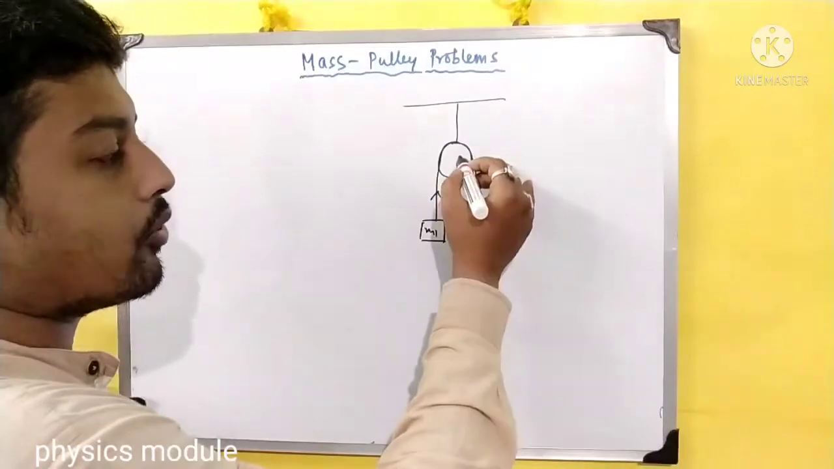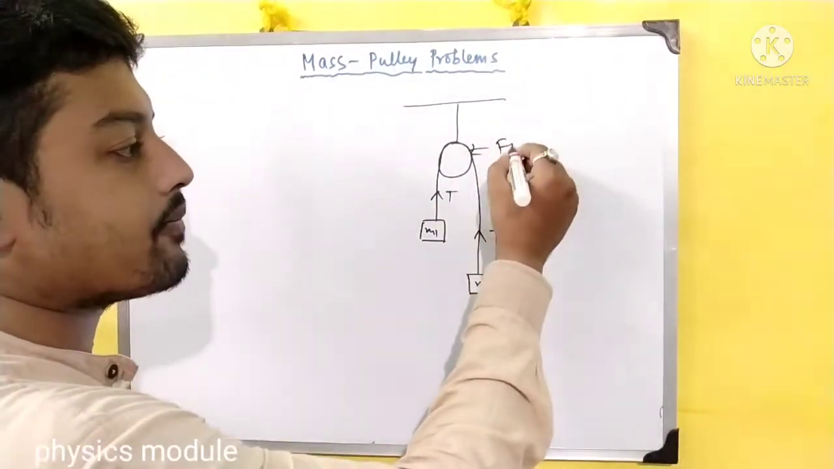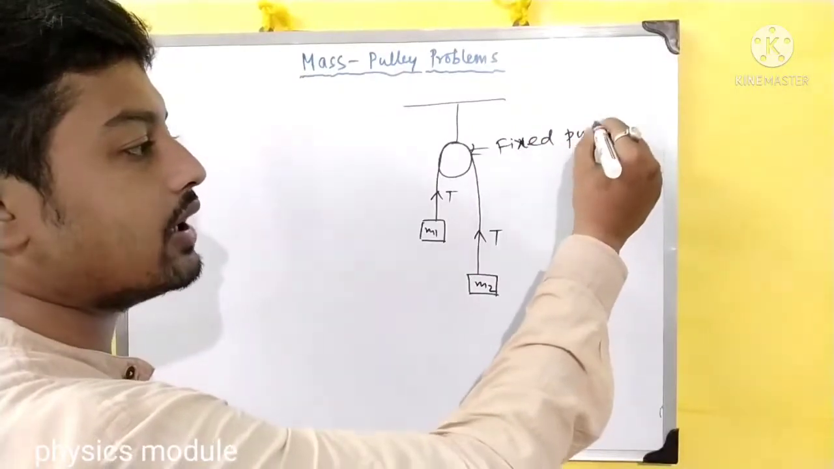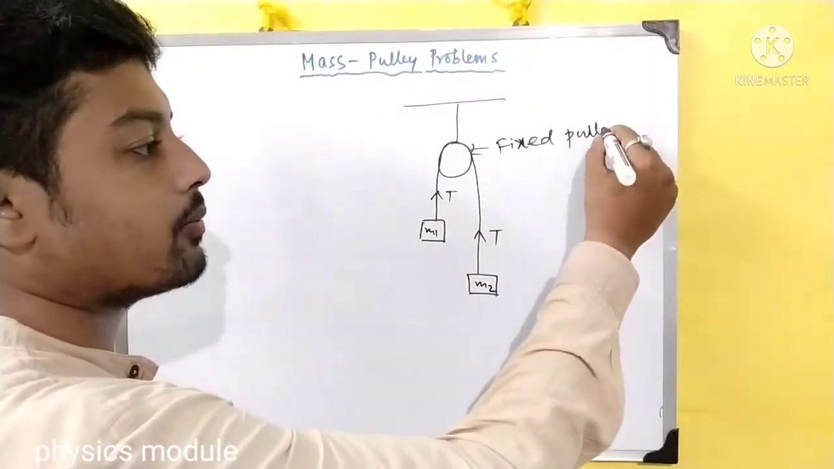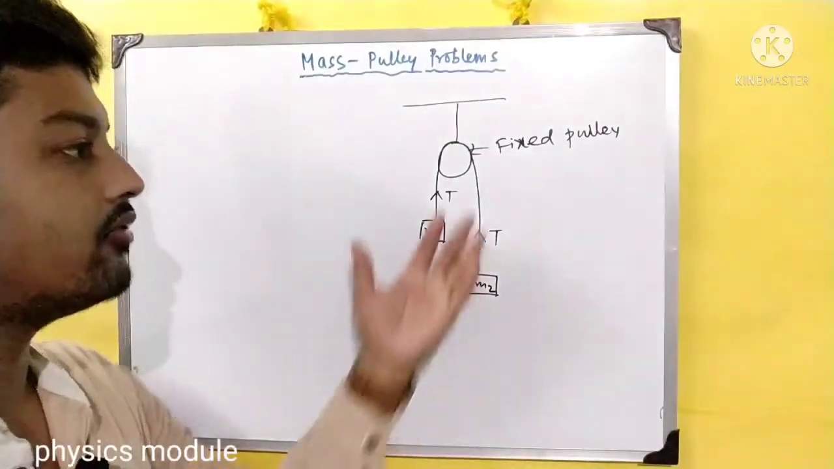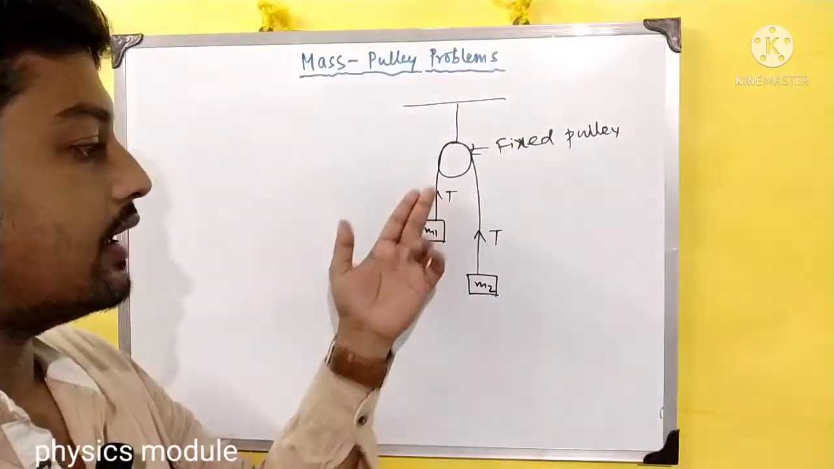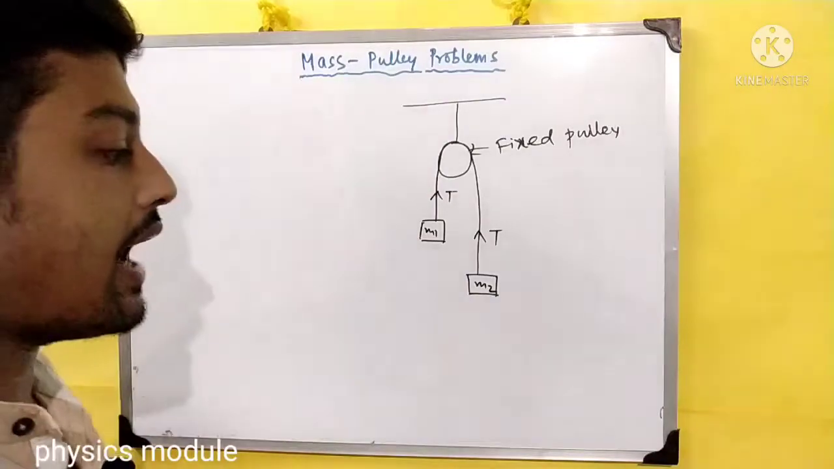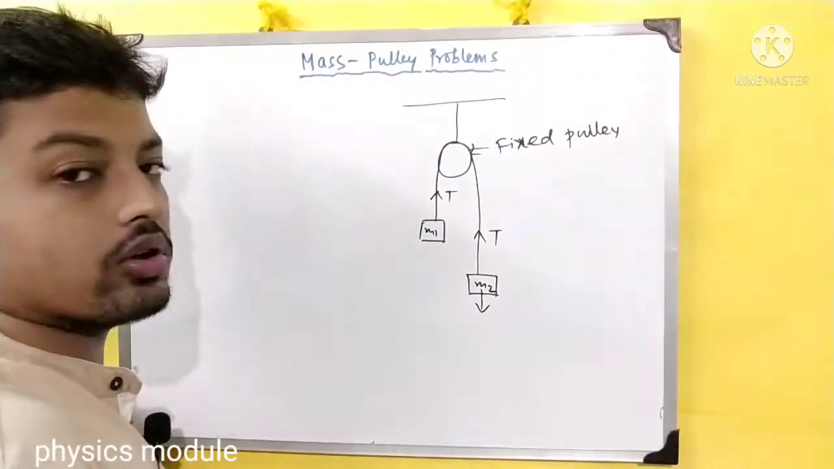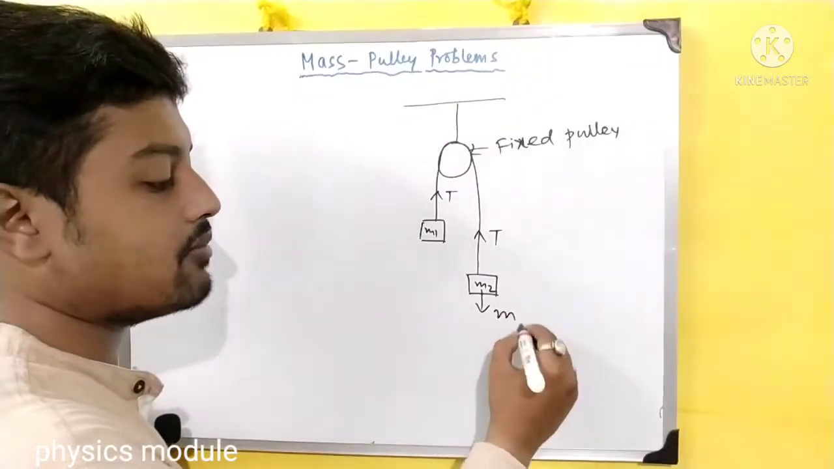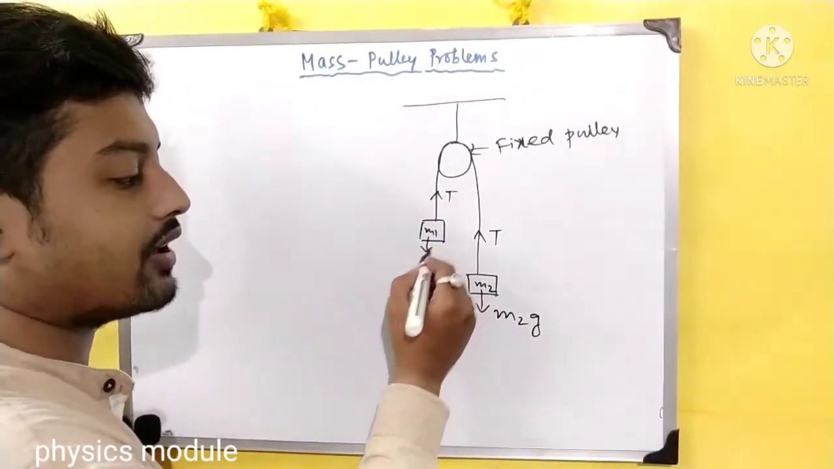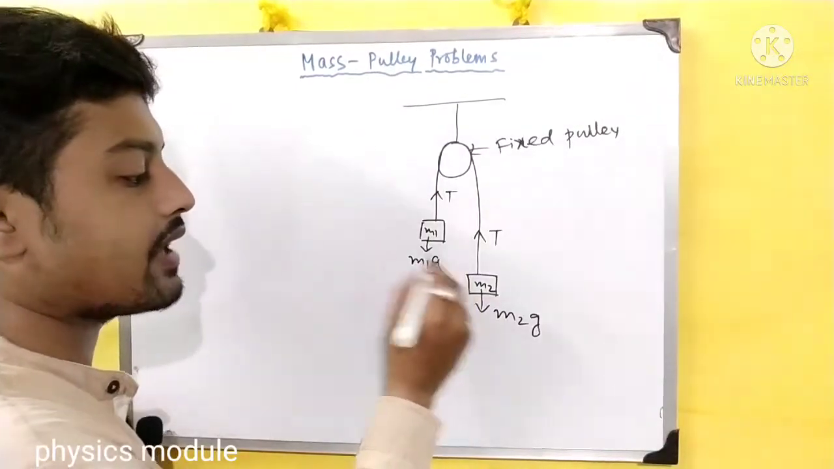And this is a pulley. This is a fixed pulley. Pulleys are of two kinds. One is fixed pulley, one is movable pulley. We will come to the movable pulley later, but first let's discuss the fixed pulley system. These are two masses and these masses will have a downward force which is mg. So for the second mass it is m2g, for the first mass it is m1g.